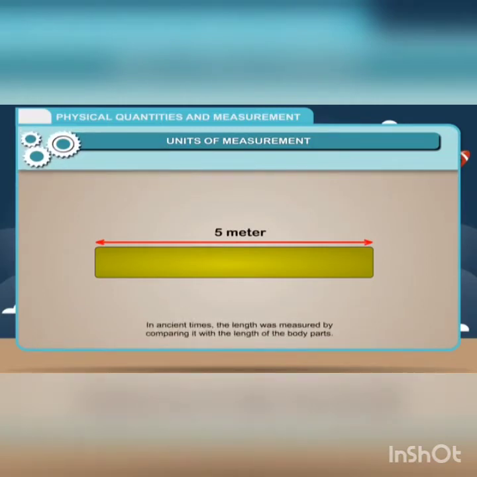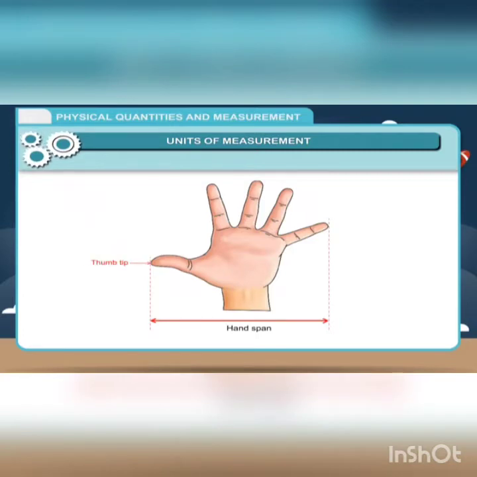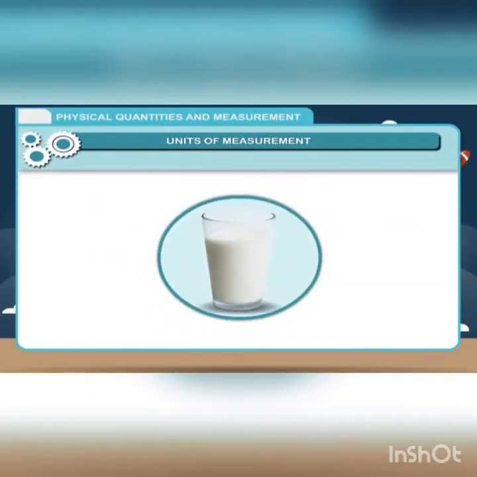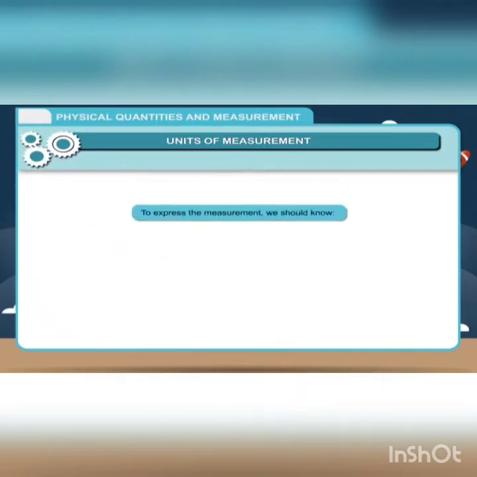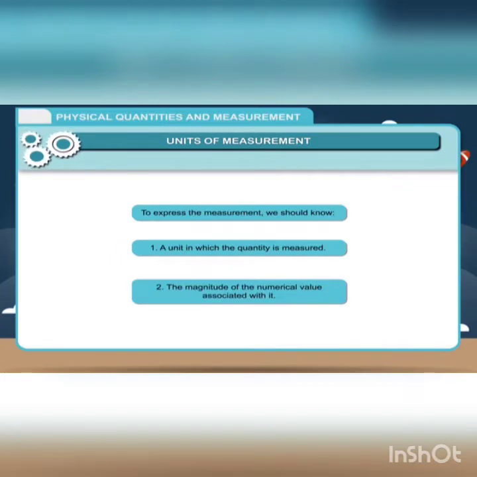Nowadays, to measure the length, we use the unit meter. In ancient times, the length was measured by comparing it with the length of the body parts. A cubit was the unit of length. 1 cubit was the length between the tip of the fingers and the elbow. Similarly, a handspan was the length from the tip of the thumb to the tip of the little finger. These methods were inaccurate because the size of fingers differ from person to person. In the same way, one cannot use a glass to measure the exact volume of the liquid. Such a system of measurement was not correct. To express the measurement, we should know 1. A unit in which the quantity is measured. 2. The magnitude of the numerical value associated with it.